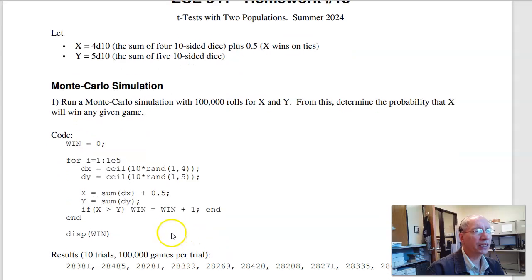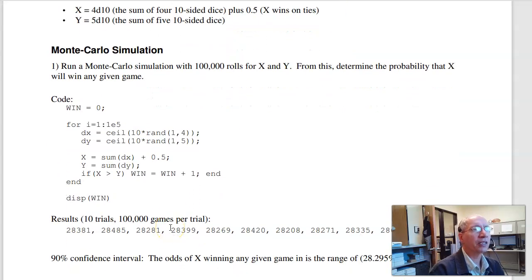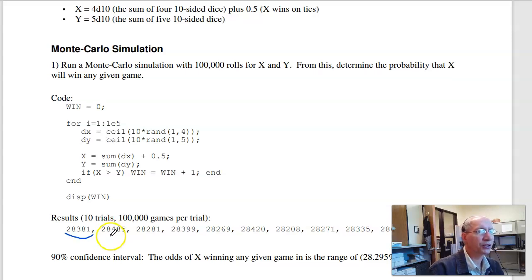One way to do that is a Monte Carlo run. I'll roll the dice 100,000 times and count how many times X wins. Now if I do that just one time, X wins 28,381, so a 28.3% chance. The problem with the single run is I don't really know, give or take, what the confidence interval is. So technically what you should do is run at least 2 trials.